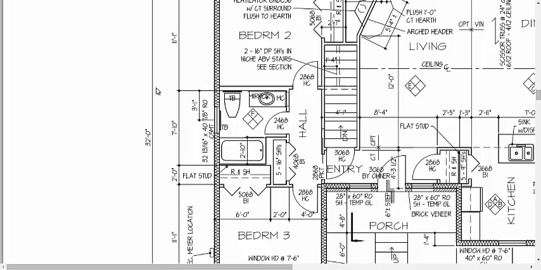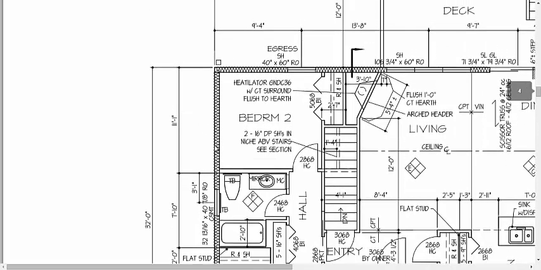So let's work our way back a little bit further. Our walls continue. Another downspout. We turn the corner this way.